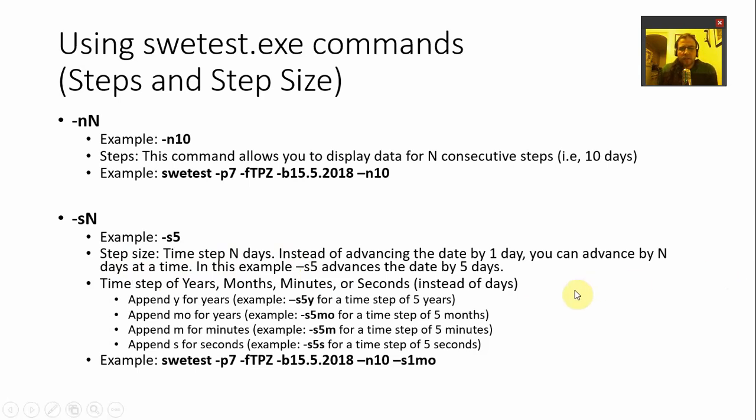You don't have to do days. You can do a time step of years, months, minutes, or seconds instead of days. For years, you append y. So instead of doing -s5, you do -s5y for a time step of 5 years. For months, you do mo. You put mo on the end of it. For minutes, m. For seconds, s. And so we're going to do this example here.